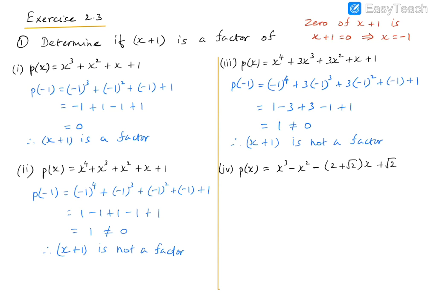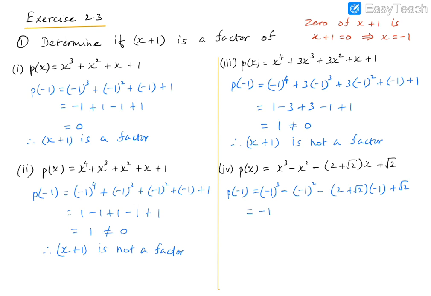Now let's look at the last one. Again here we are going to evaluate p of -1. So basically we are finding the remainder. If the remainder is 0, we will say x plus 1 is a factor. If the remainder is not 0, we will say it's not a factor. So it will be -1 power 3 minus -1 square minus 2 plus √2 into -1 plus √2. So let's evaluate that.